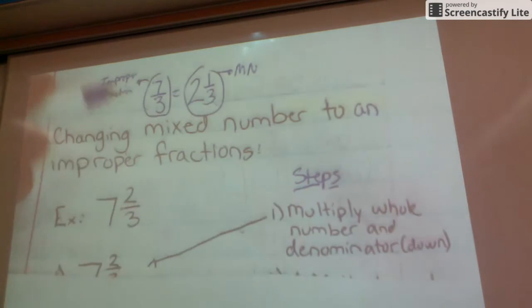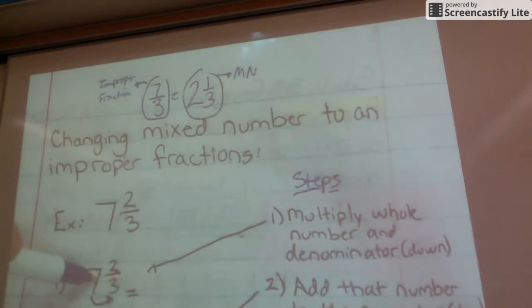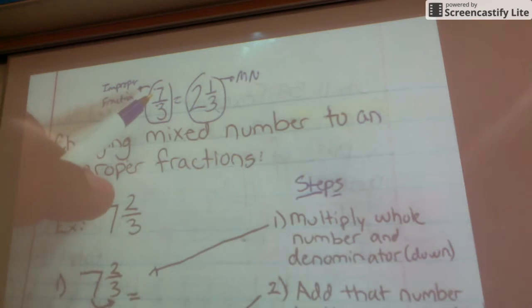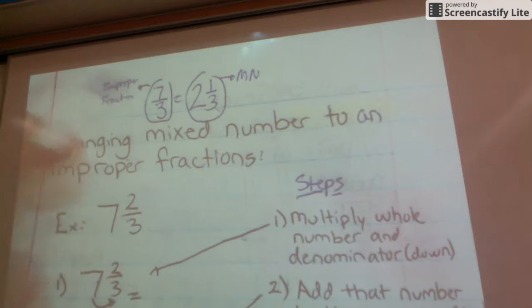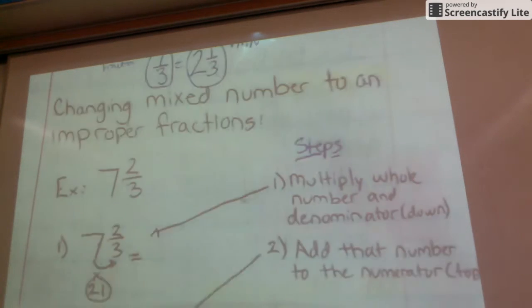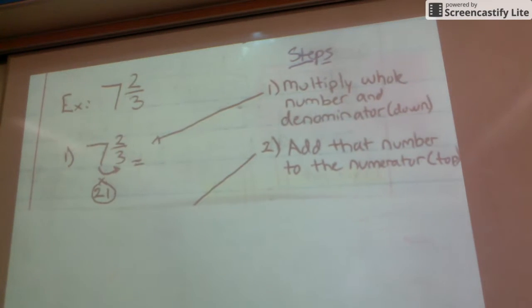We have our whole number, which is 7, and we're going to multiply it by 3, which creates 21. All right? Well, that's easy. 7 times 3 is 21. Okay? Good. We're good there.